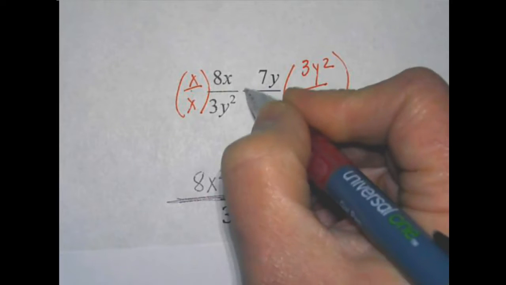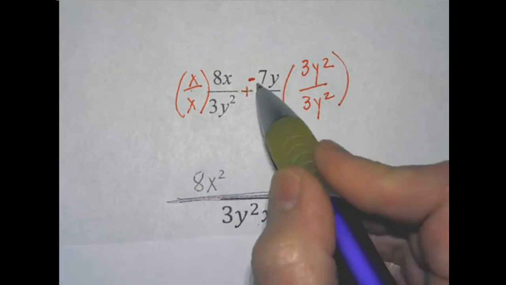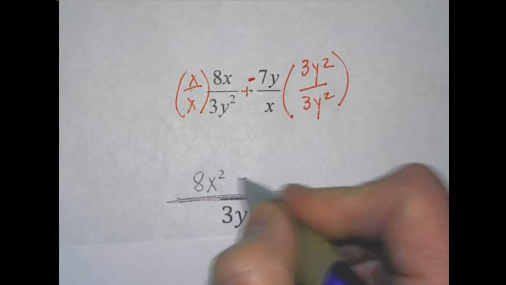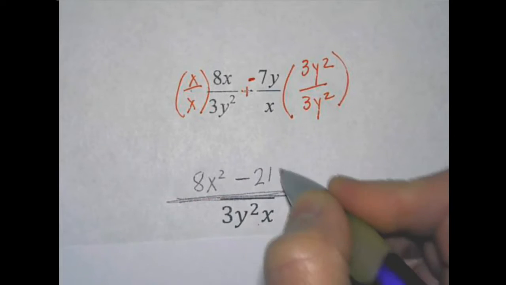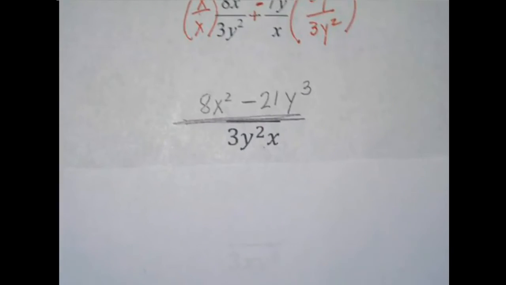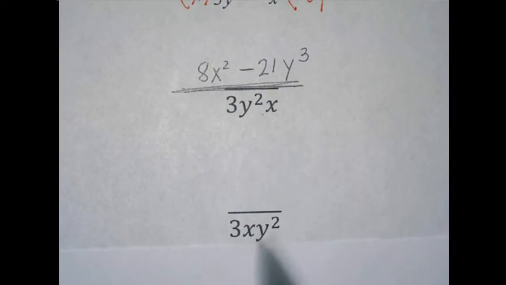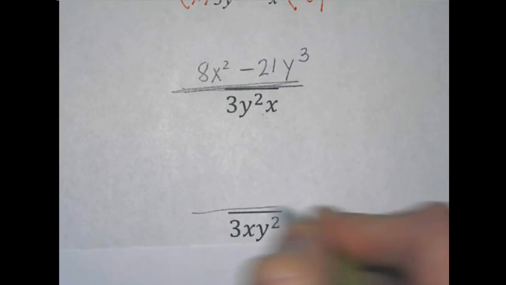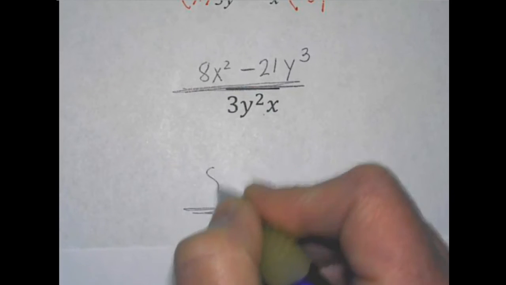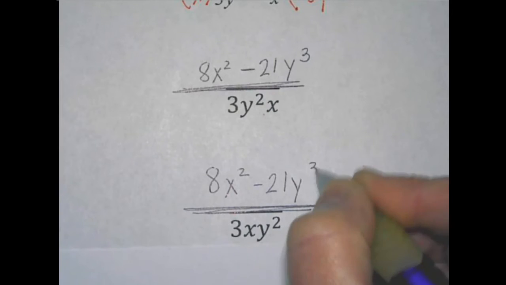Subtracting 7 would be the same thing as adding a negative 7. So I'm going to multiply negative 7 times 3 for a negative 21y to the third power. Now, when we write our final answer, we usually write our variables in alphabetical order. We would write xy squared, and so my numerator here would be 8x squared minus 21y to the third power.